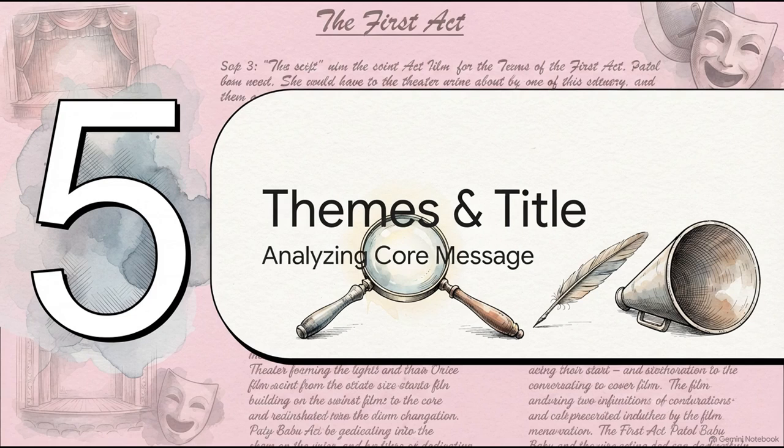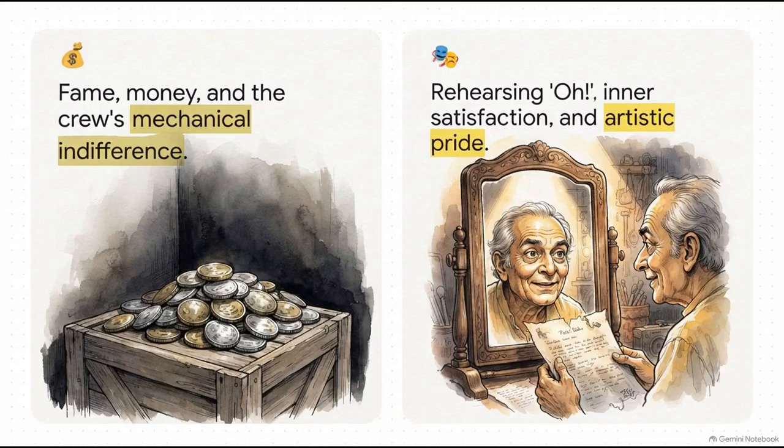Section 5, Themes and Title Significance. Analyzing the core message. And this brings us to what brilliantly illustrates the central conflict of the whole story. It's this stark contrast between external recognition and genuine dedication. The film crew, they represent external recognition. They only care about the big lead star, getting the shot finished, and handing out a quick 10 or 20 rupees to the extras to make them go away.